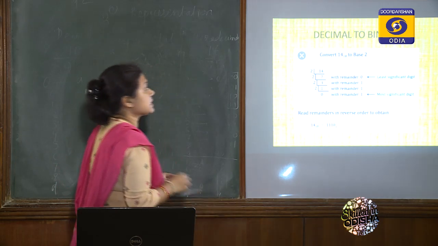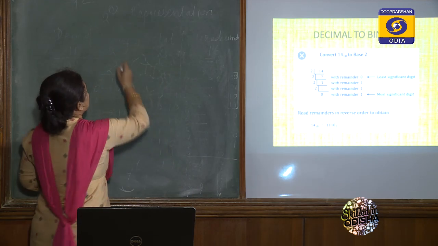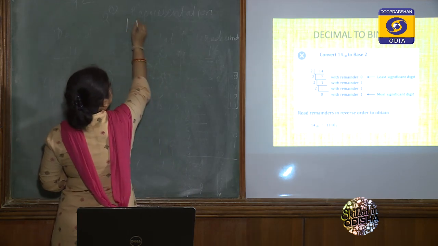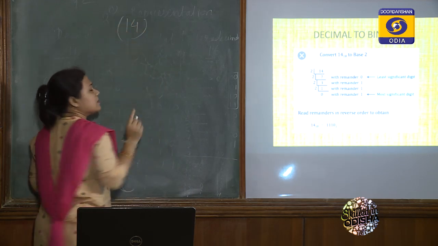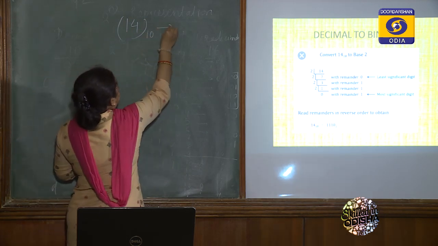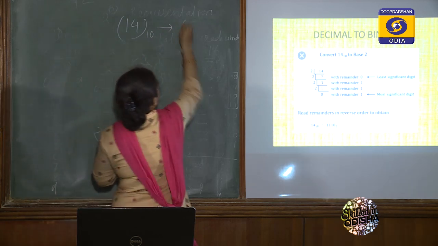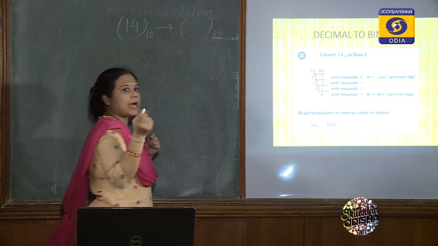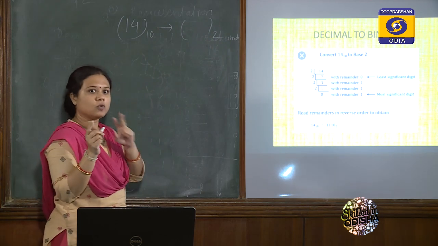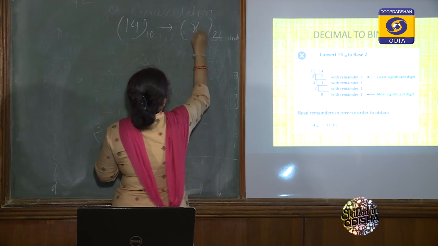So first is decimal to binary. First is decimal to binary. So for decimal, here it is written 14. Decimal system means the base will be 10, and we have to convert it into the binary system. Binary system means the base will be 2. Bi means 2, so 2 digits will be there. So here the base, let this one be x.